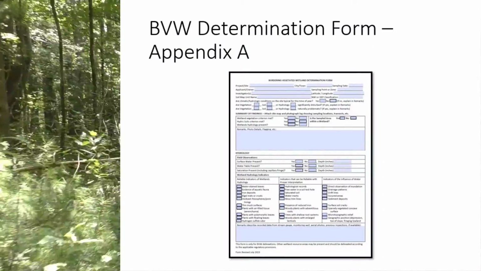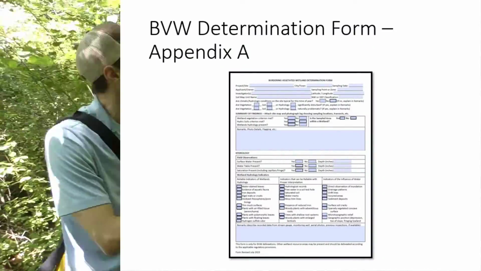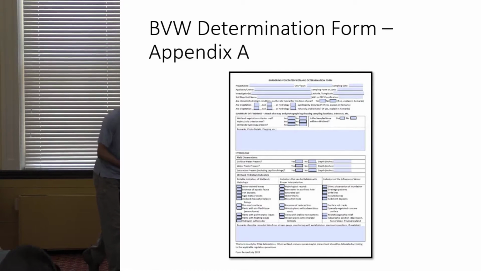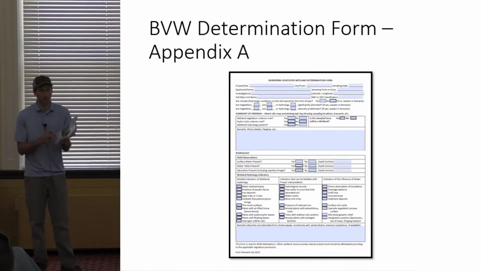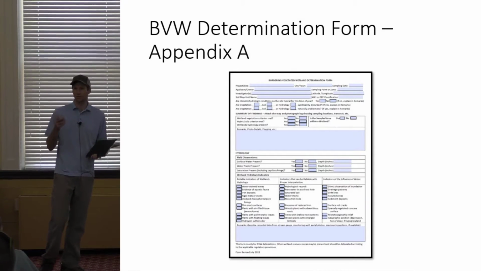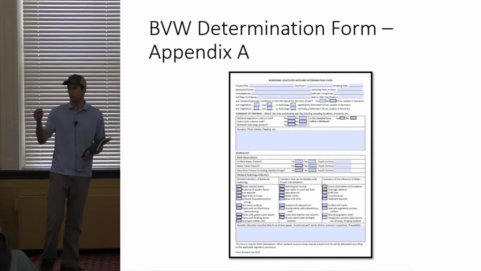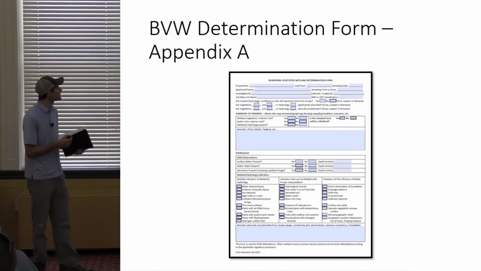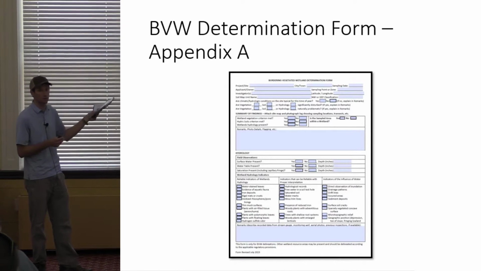So this is the BVW Determination Form. And I'm going to rely on my handbook here to point out a few things. So the first thing you notice, who has seen the core delineation form before? Okay. A few people. The first thing you'll notice is that it's pretty similar visually to that.